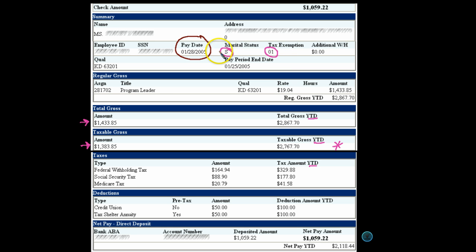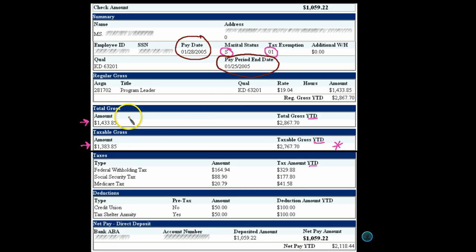Your marital status is important too, because depending upon how many exemptions you claim, the combination of that and your marital status, whether you're single, married, head of household, that'll change how much is withheld for federal tax purposes. Then I have the pay date here, or the pay period end date. This is going to be important because you'll need to know how many times a year you're going to be paid if you're going to make an estimate.